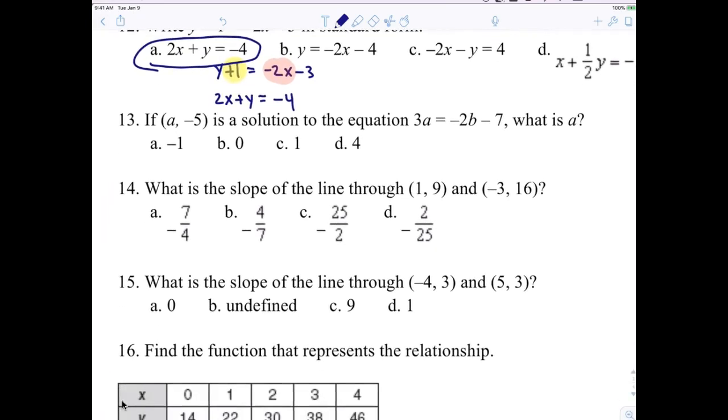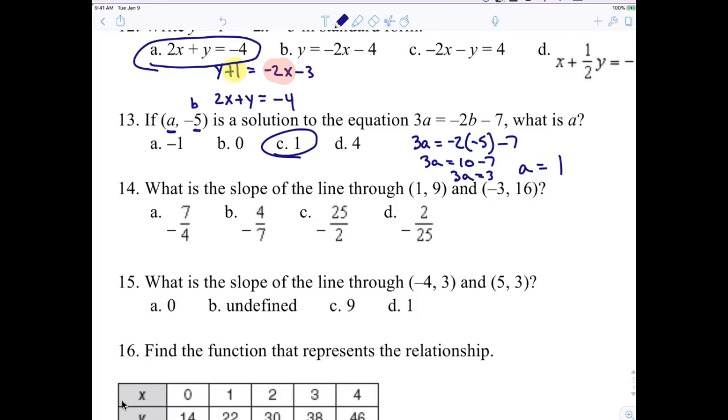Now for question 13. Here we have an X and a Y, or in this case, A and B. We know that B is -5, so all we're doing is plugging -5 in for B. So 3A is equal to -2 times -5 minus 7. 3A equals 10 minus 7. 3A equals 3. So A is equal to what? 1. There you have it. Does anybody have any questions with that? Any questions with A equals 1?